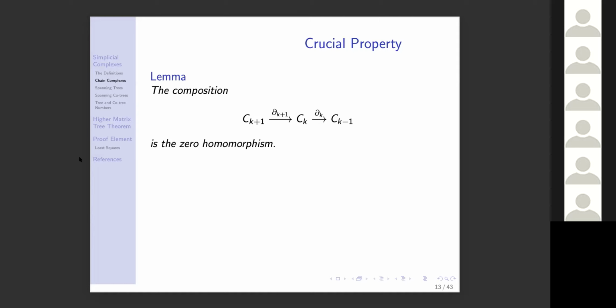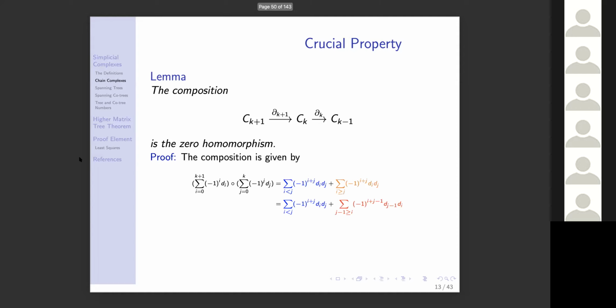So here's the crucial property of these boundary homomorphisms. If we compose any contiguous pair, we get the zero homomorphism. So I'm going to give you a proof of that. This is an important property. The composition is given by the following expression. So it's the summation of alternating sums of face operators composed with itself.